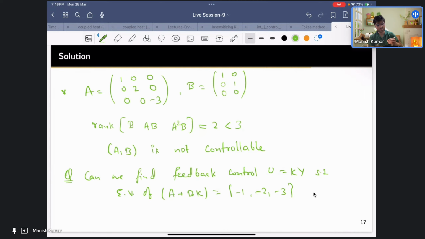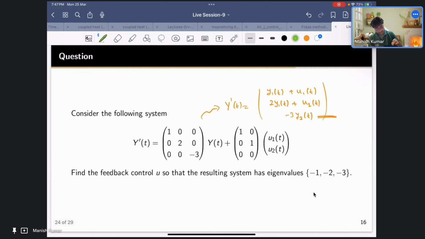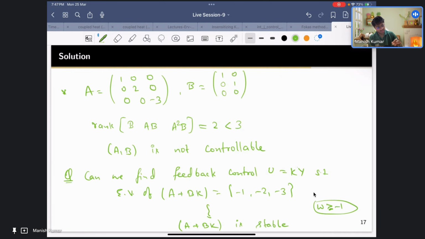Once I get this eigenvalue, I can say that A plus BK is stable. And the decay rate, we'll see what it will be. It's clear that omega is greater than minus 1. I think here it would be equal. Let's see, because it's the diagonal case, I am expecting that. So here omega, the decay rate, is equal to minus 1, I guess. So the best you can get is minus 1.